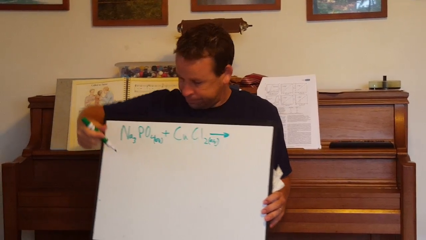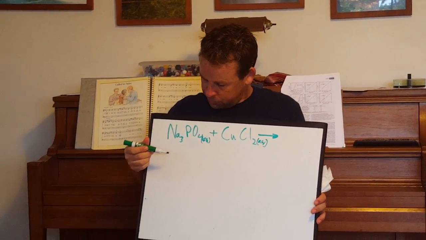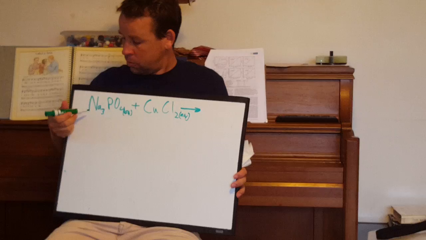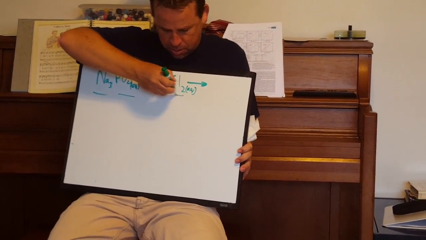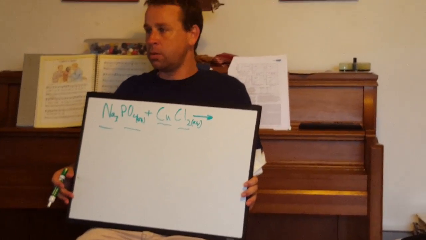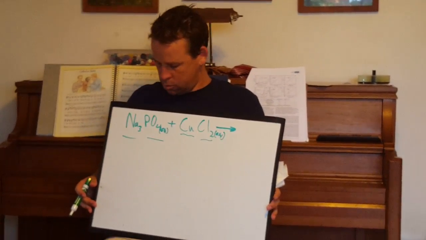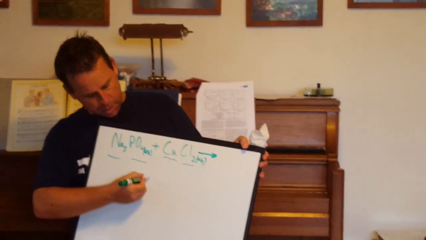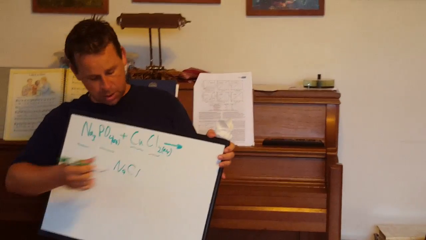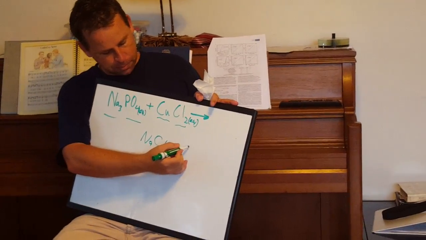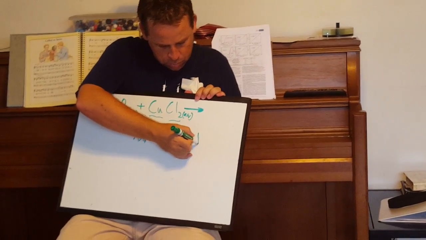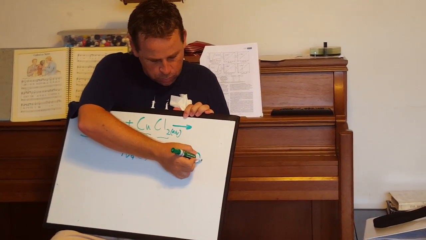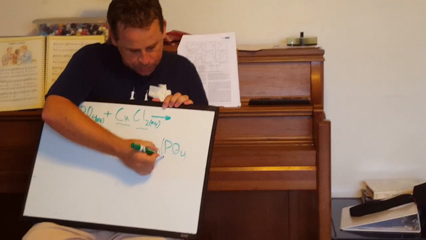Sodium chloride and copper phosphate, aqueous. Here's the two pairs, right? Here's one, and the other pair right there, two and two, correct? And then the phosphate and the chloride switch places. So then we're going to have sodium phosphate and what's the other one? Copper chloride. Salt and copper phosphate.